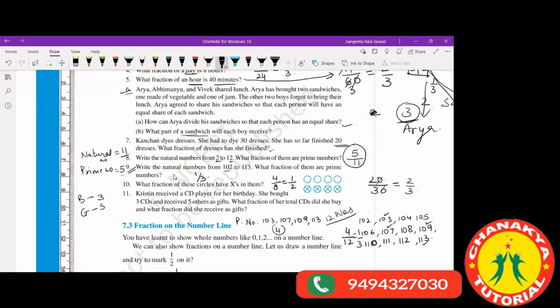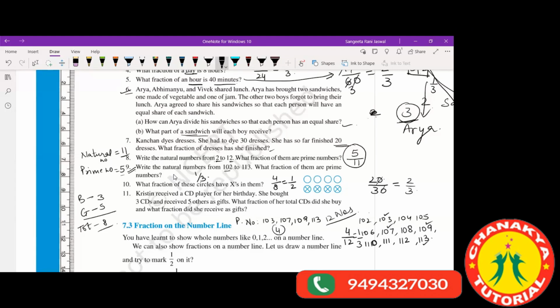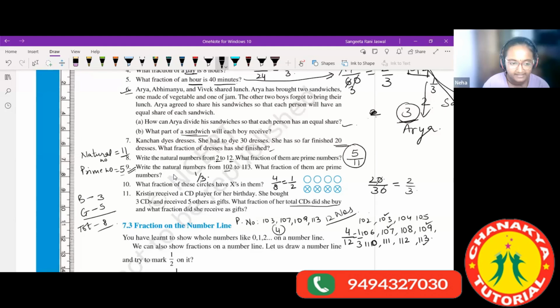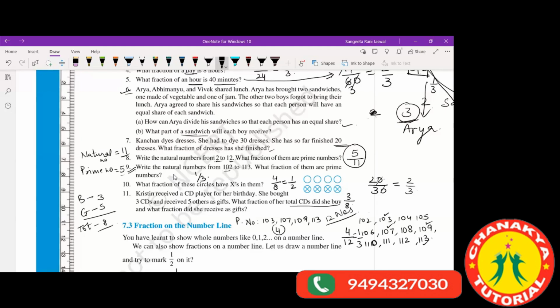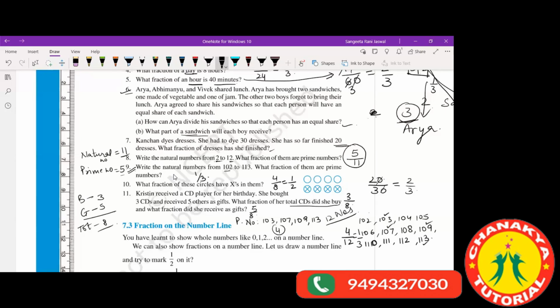So how many are the total CDs with her? 8. So what fraction of her total CDs did she buy? 3/8. Very good. Tell me what fraction did she receive as gift? 5/8. You get it? Yes, ma'am.